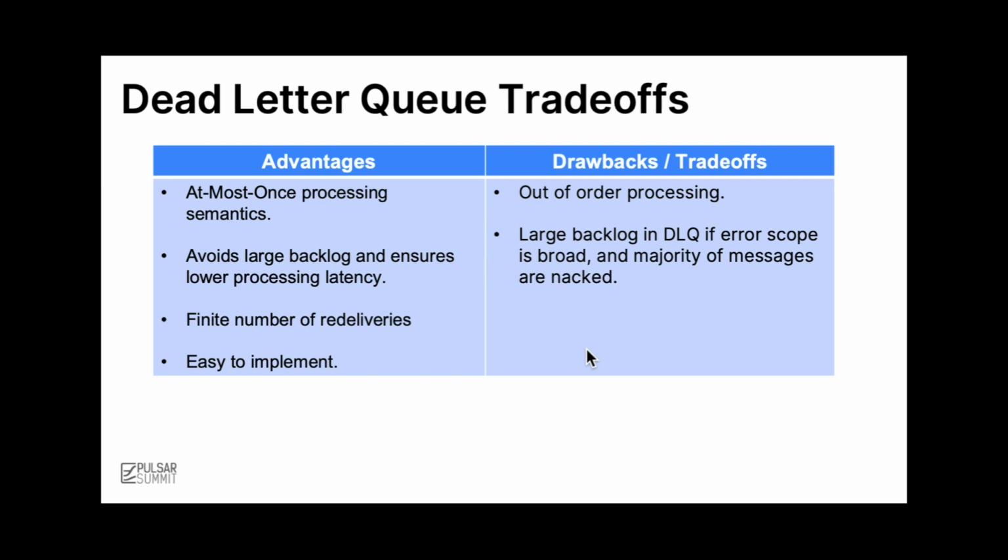Again, you're going to get out of order processing because you're redelivering the messages, so your order processing is broken. But you could get a large backlog in your dead letter queue if the error scope is broad and the majority of these messages are NACKed repeatedly. You could basically shift all your data into the dead letter queue. In a really prolonged scenario where an external system is out for hours, you'd fill your dead letter queue up with an hour's worth of data, whatever your publish rate is, and that could be very bad as well.